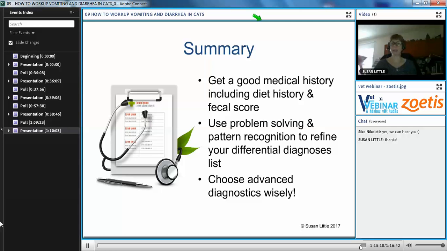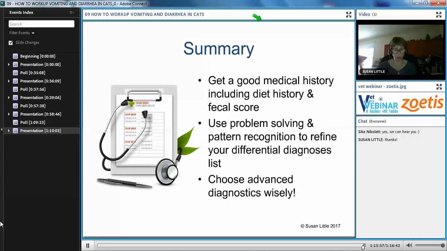Okay, so in summary, it's a big potential set of differential diagnoses for our chronic GI patients. So we do need a good medical history. We do need a good diet history. Remember to get more information in your diarrhea patients by using pictures and fecal scoring. Remember to be thoughtful about your approach and systematic. So use both that problem solving and that pattern recognition approach, so you always have a complete list of differentials. You refine them based on your patient, but you don't forget anything because you're using that combination approach.